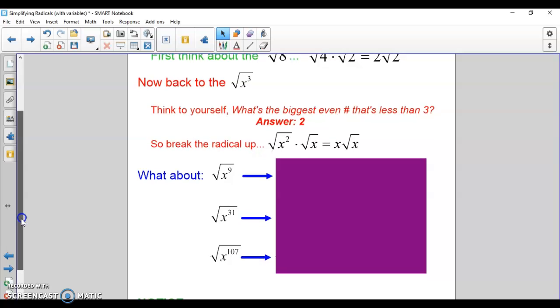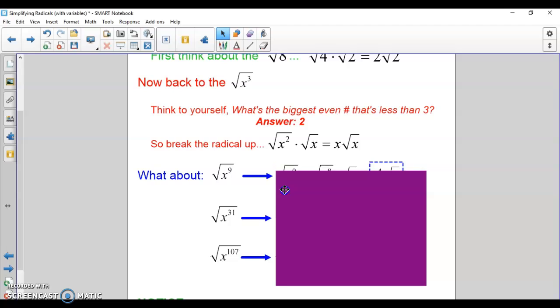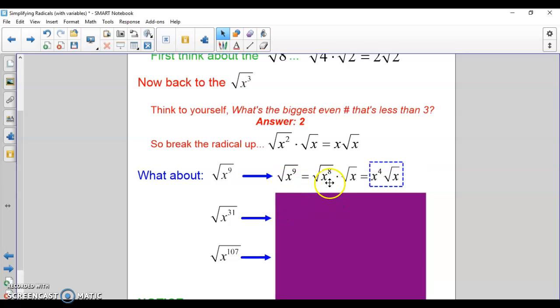Couple other odd exponents here. So square root of x to the 9th. We'll break that up. Square root of x to the 8th. We think to ourselves, what's the biggest even number that's less than 9? It's 8. So I go x to the 8th and just x. There's only one x left over to get us back to a 9. So that's why that 1 is just left over. I forgot to mention that in the problem above. So square root of x to the 8th, just cut it in half. X to the 4th. Square root of x is just square root of x.